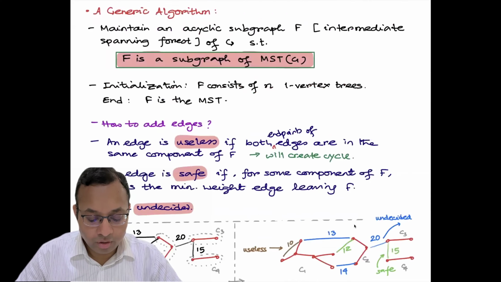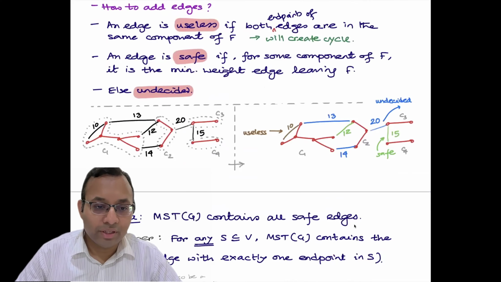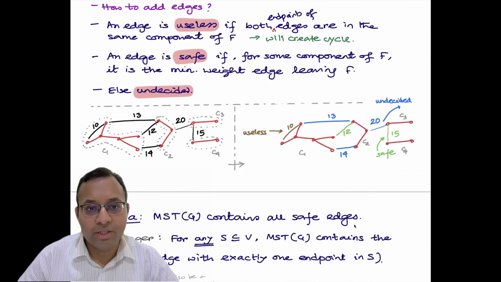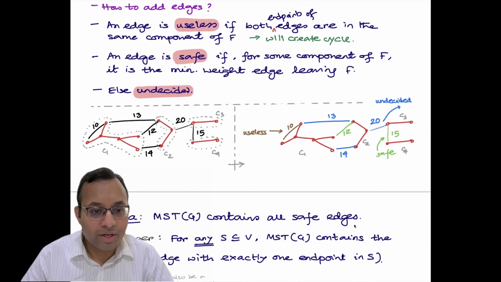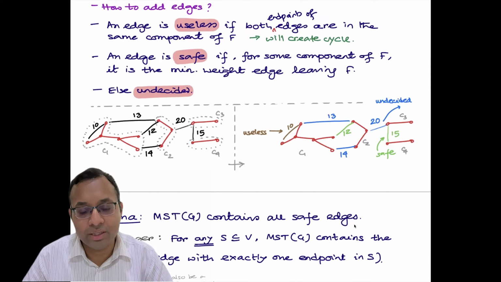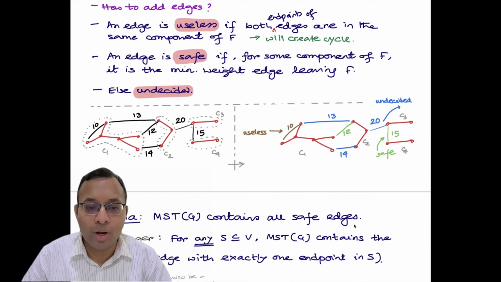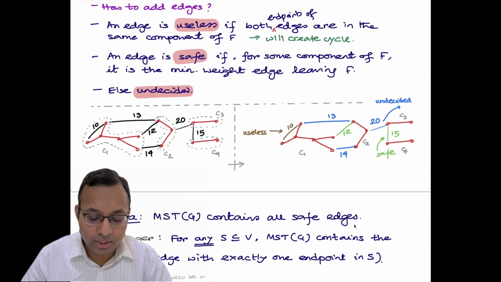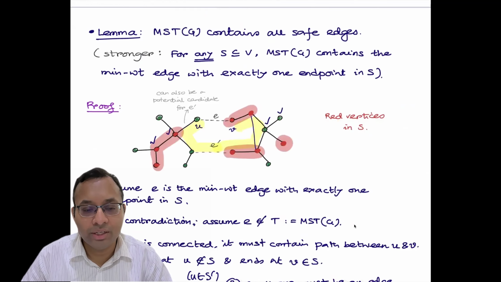And then we saw three types of edges: useless, safe, and undecided. Safe edges are defined as follows: we maintain an acyclic subgraph. In the beginning, we have n one-vertex graphs, and then we grow them, and at the end, we get the entire graph. We add some edges iteration by iteration, and we call an edge safe if, for a component F, it is the minimum weight edge leaving the component. That means it has one endpoint in this component, and the other endpoint is not part of the component. And then we proved that the MST will contain all the safe edges.